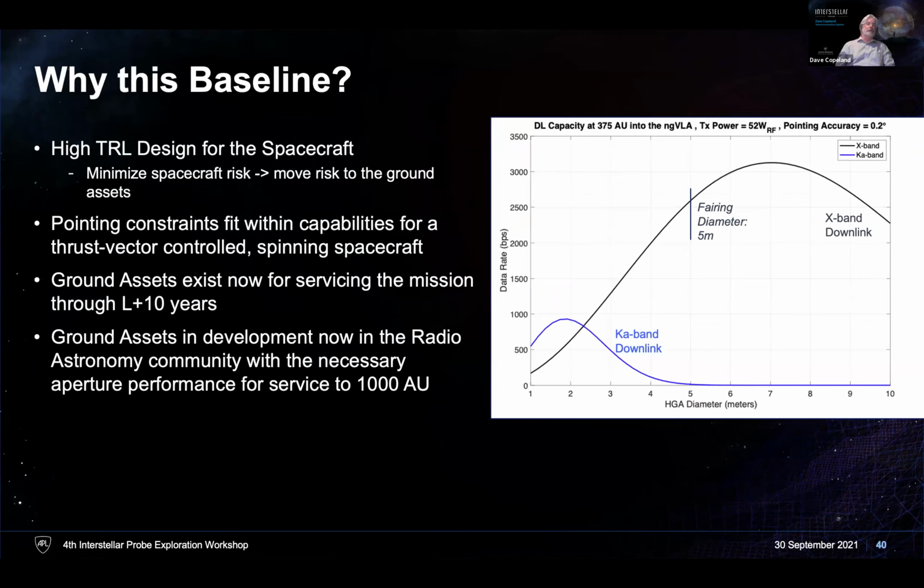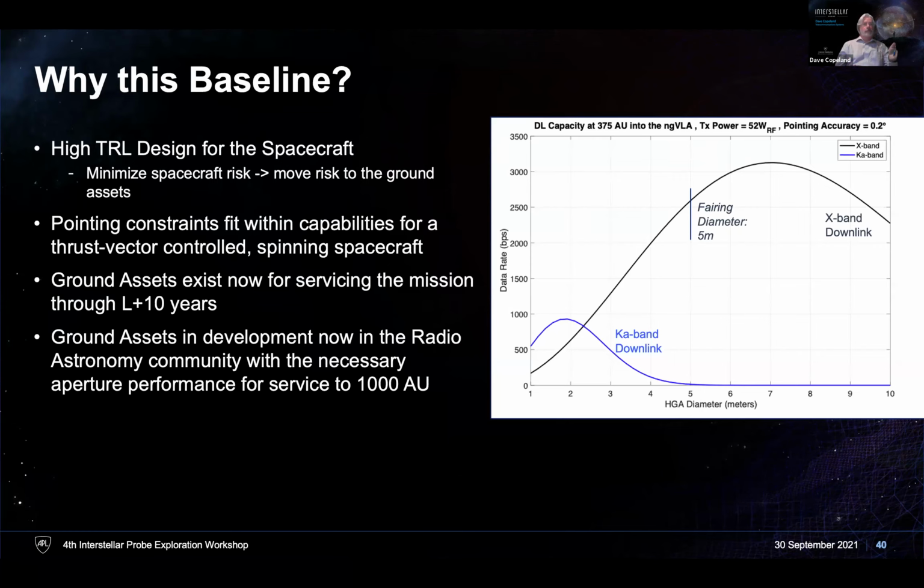Okay, so why this baseline? This is a very high TRL design for the spacecraft. We could effectively build this system right now. So we're minimizing the risk on the spacecraft, but full disclosure, in so doing, we're moving risk down to the ground. We really are counting on there being development now for a greater aperture on the ground. The pointing constraints for this design fit within the capabilities of the spacecraft for a simple body-fixed antenna. We're not having to bring the added complication of trying to do secondary beam control on the spacecraft.